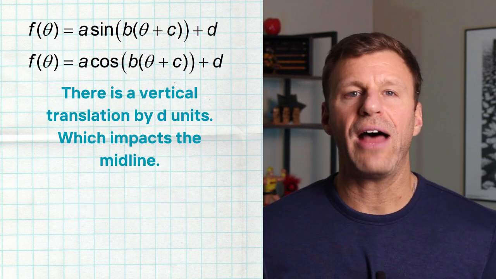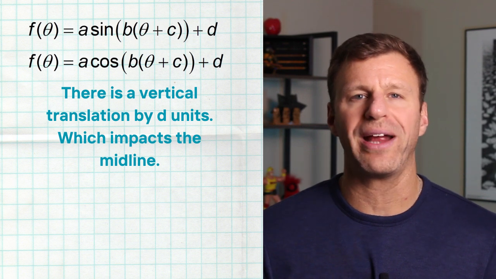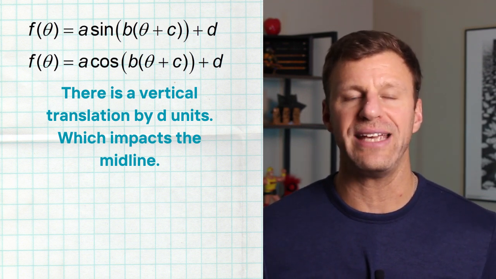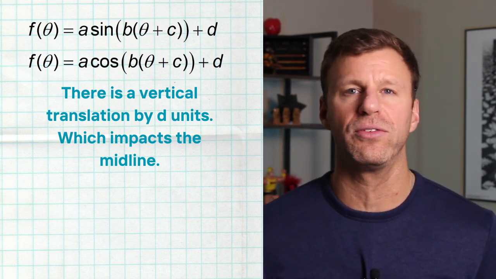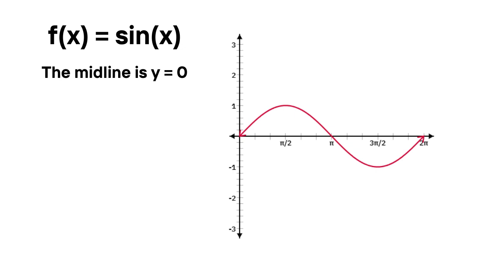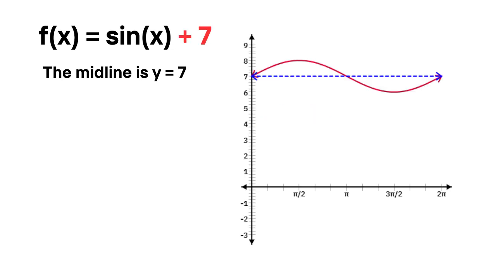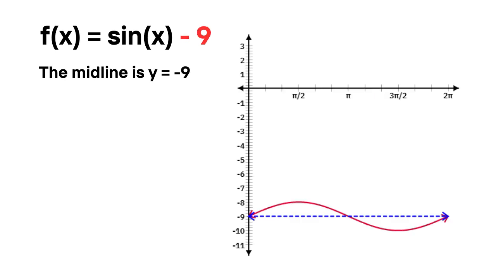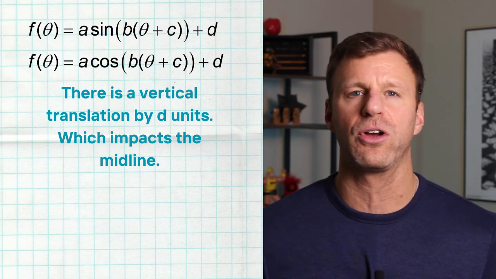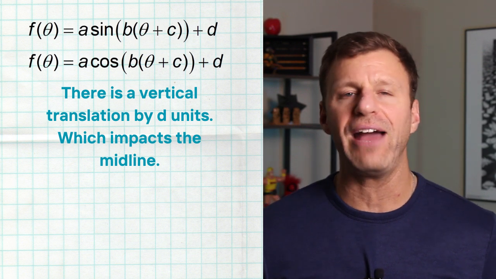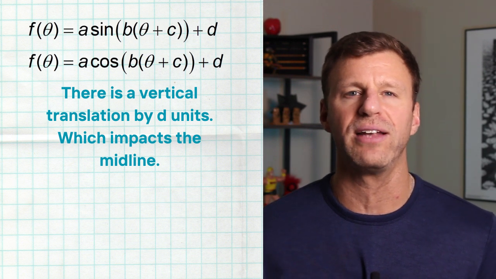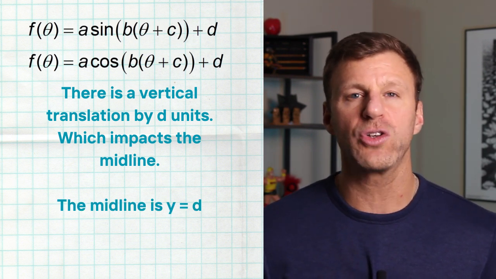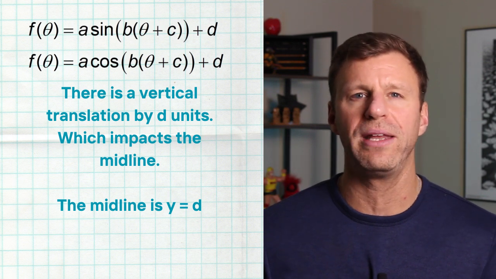Now the d value in the back is going to create a vertical translation, moving the function d units. So if it's a plus d, the entire graph's going to go up. If it's a minus d, the entire graph's going to go down. So if we see a d value of, say, 7, the entire graph is going to move up 7, or if we see a d value of negative 9, the entire graph's going to go down 9. Now this is going to impact the midline. So basically, remember, the midline of a sine or cosine function is 0. But if we add 5, the entire graph's going to go up 5, and now our midline is y equals 5. If we subtract 9, the entire function is going to move down 9, and now our midline is y equals negative 9. So whatever that d value is going to be your new midline.